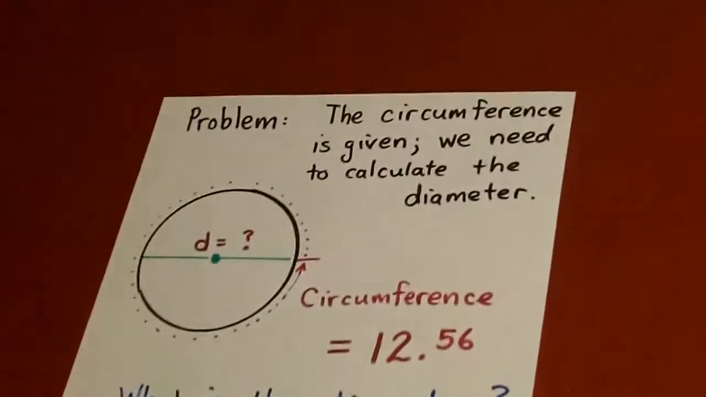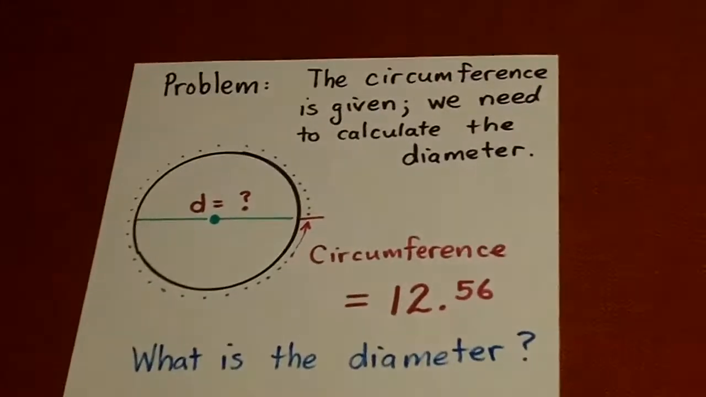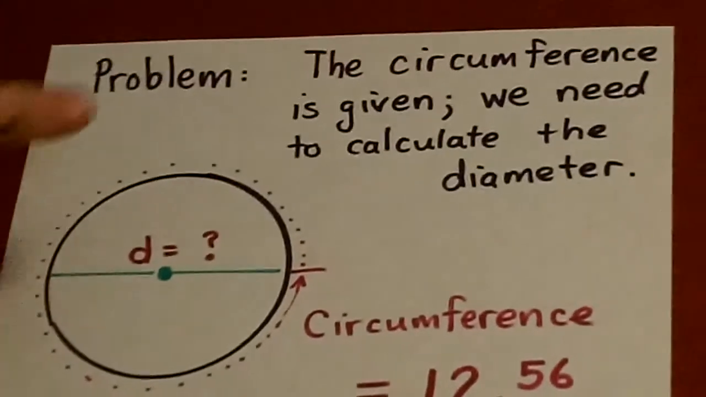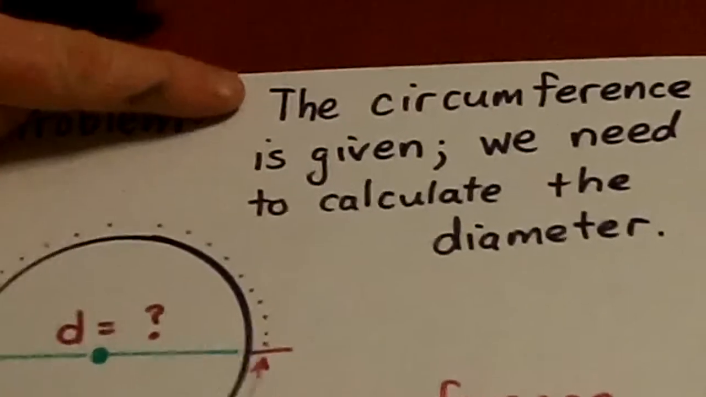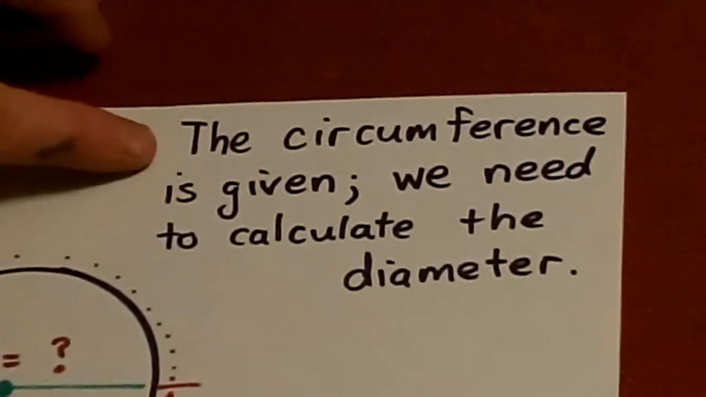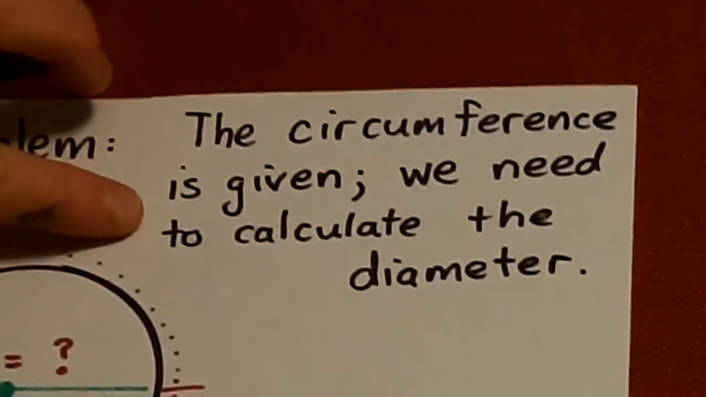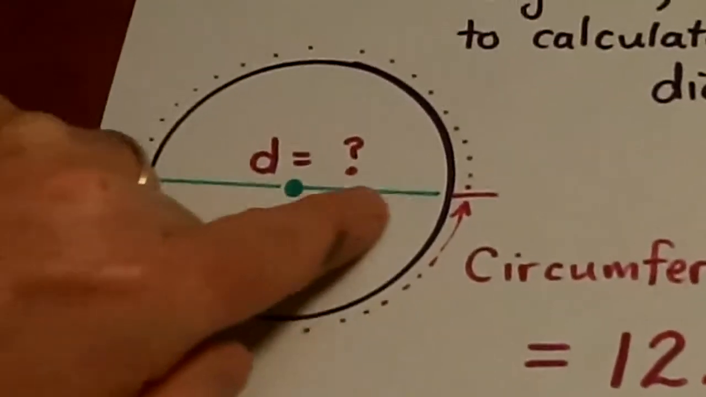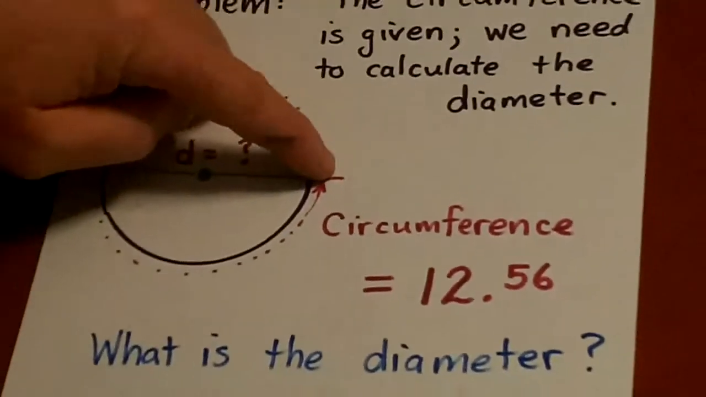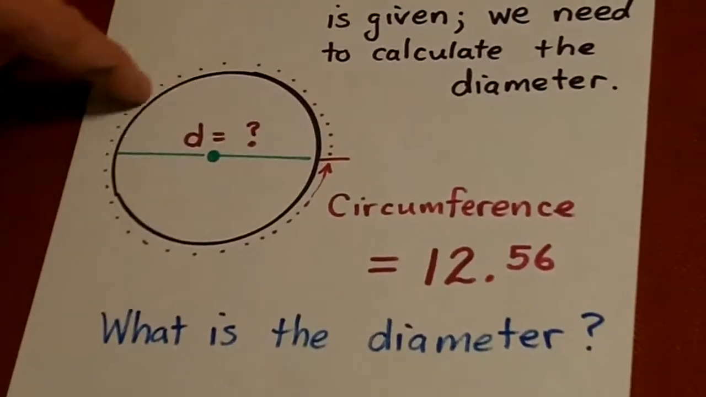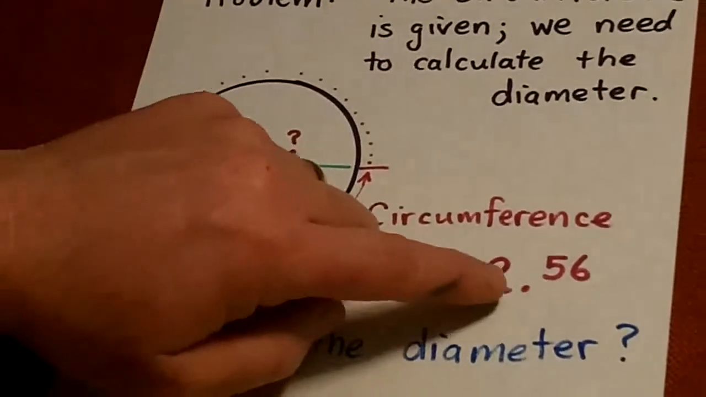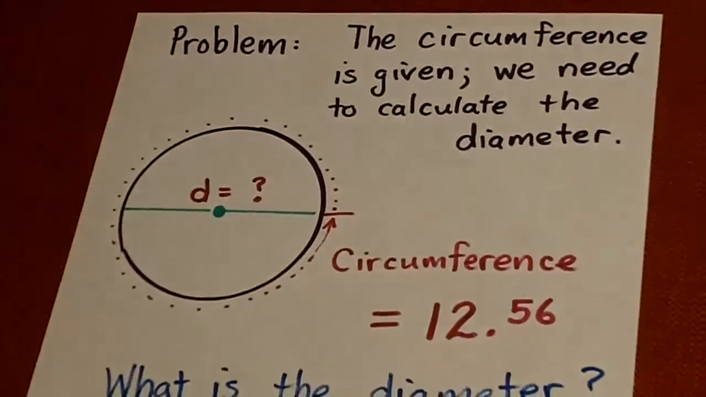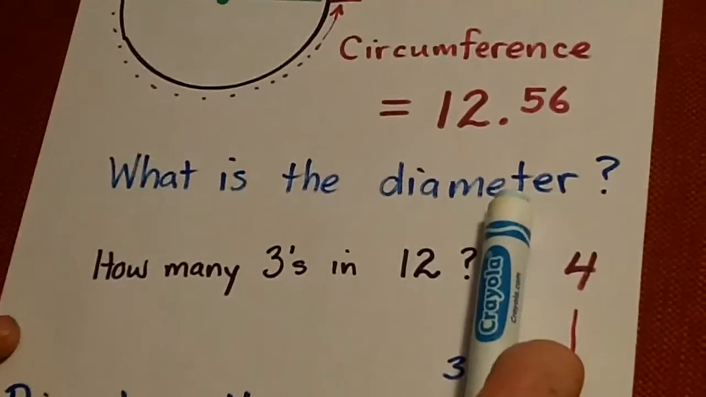But now we come to a pretty tricky problem. So let's look right up here. Now the circumference is given, but we need to calculate the diameter. So we don't know the diameter, but we know that our circumference, if we start here and go all the way around, is 12.56. What is the diameter?